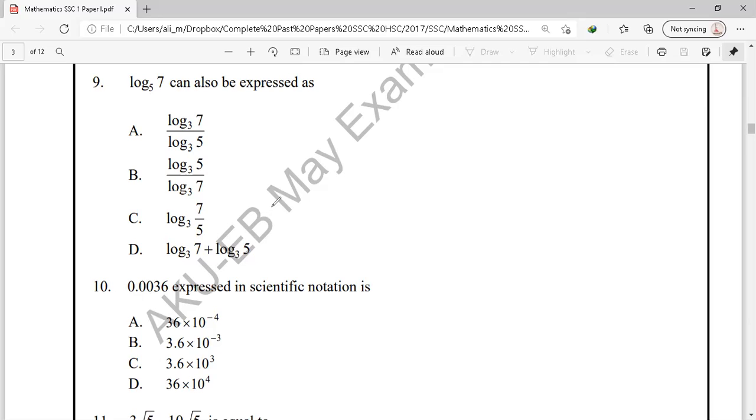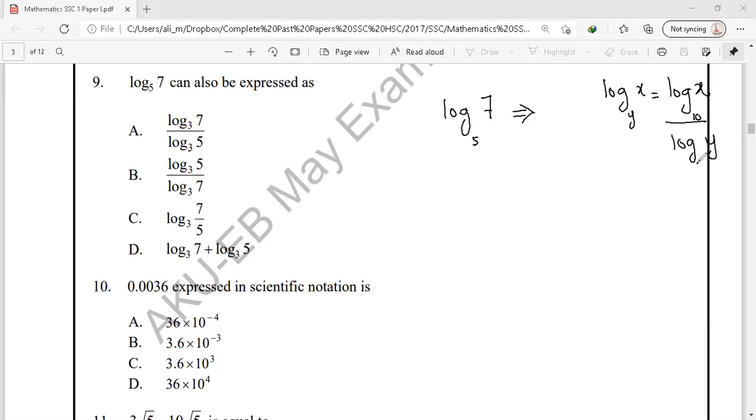So let's see questions number 9 and 10 that are from the chapter logarithm, and we have to apply a property known as change of base, in which we are given log of 7 to the base 5. The property change of base is such that log of x to the base y can be written in the form of this expression, log of x divided by log of y, and we can replace any base in this expression. Let's say the base is 10 here. So this base could be our own choice.